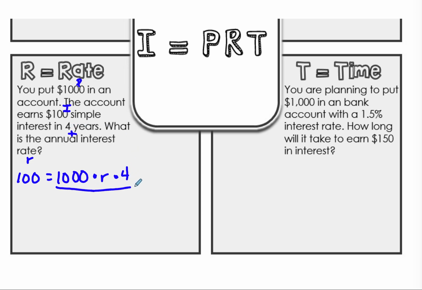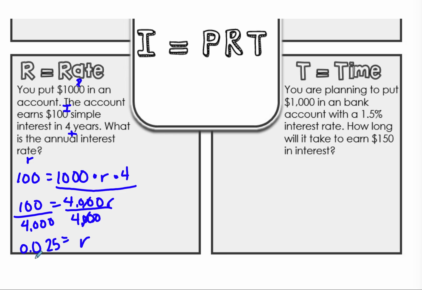We're going to multiply this side together. 1,000 times 4 times R gives us 4,000 R. So we have 100 equals 4,000 R. We're going to divide both sides by 4,000. 4,000 divided by 4,000 is 1, so we're left with 1 R. And then we are doing 100, and we are dividing by 4,000.